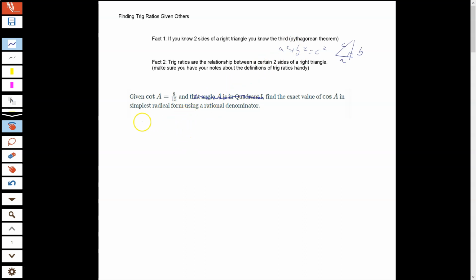Okay, so here we go. I'm going to draw a triangle, a right triangle. And then I'm going to label an angle A. Again, nice right triangle. So angle A, I'll put at the bottom right here. It doesn't matter. You just can't make angle A the 90-degree angle, right? Find the exact value of cosine of A in simplest radical form. Okay, well, let's start with what we know.